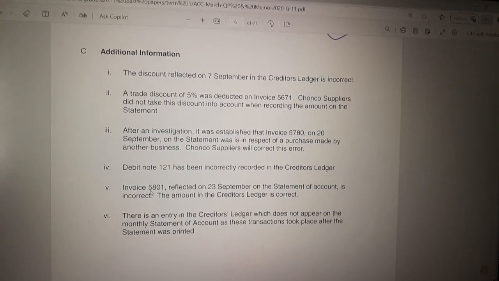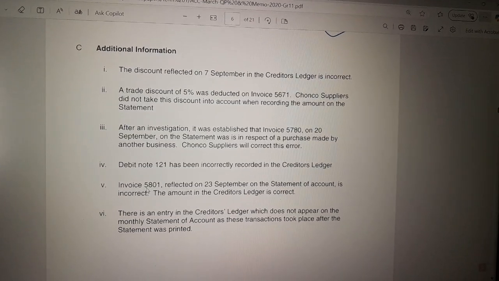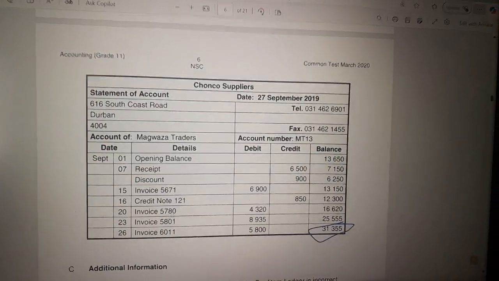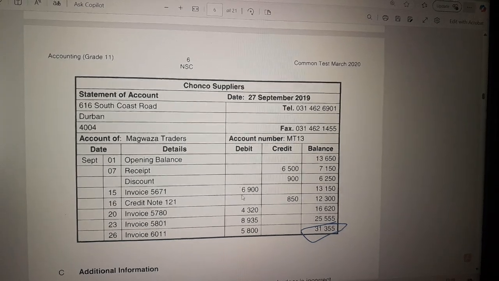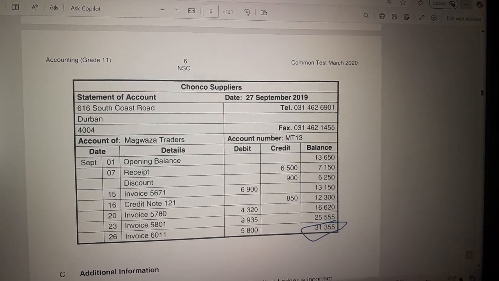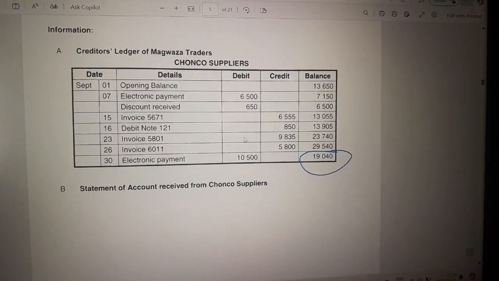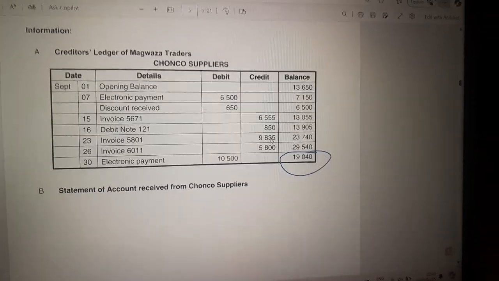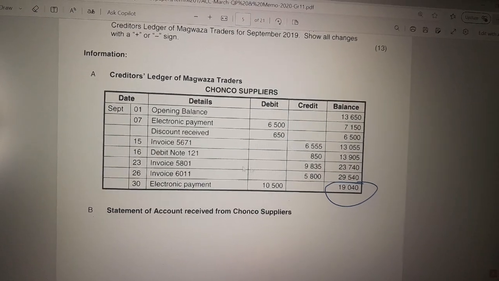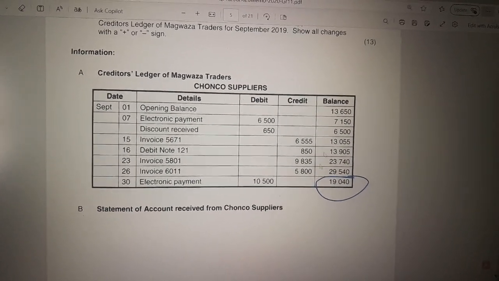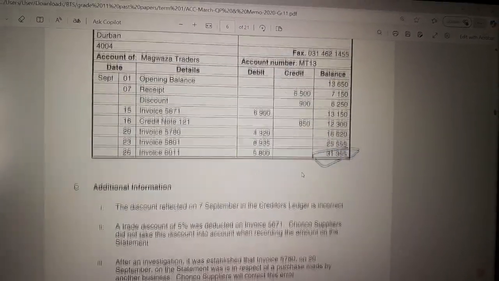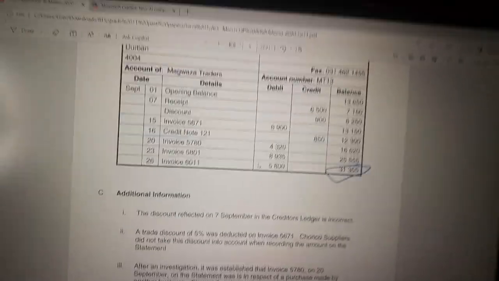Now that we know on which side we have to fix, it is 5801. We go here. This one, I guess, is incorrect. That's what they said. It is 8,000 and something. But when we come here to the creditors ledger, it is 9,800 and whatnot. So we know for sure this one on the creditors ledger is correct. It's 9,000 and something. But this one is 8,000 and something.